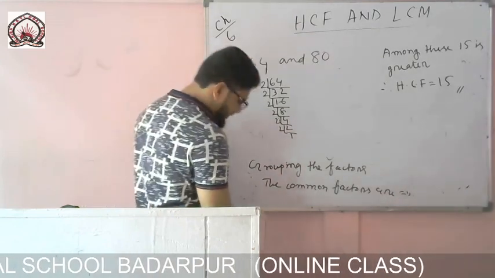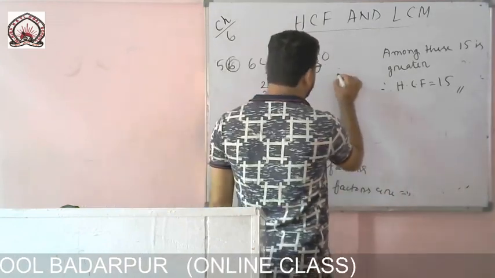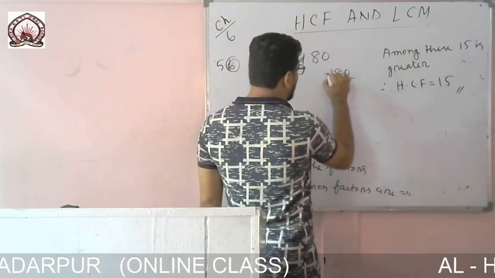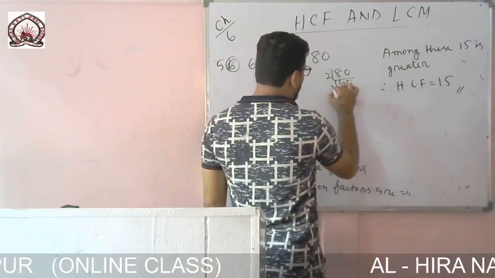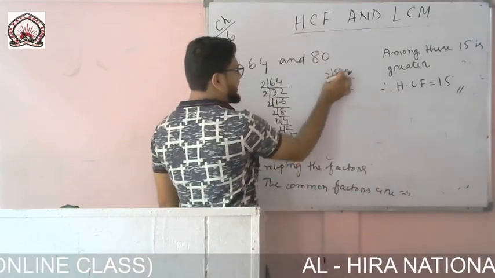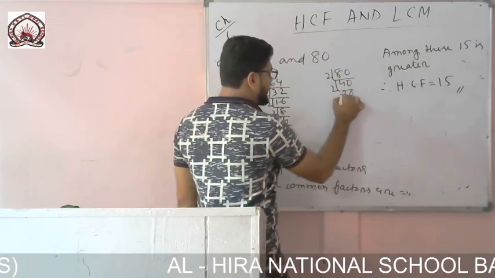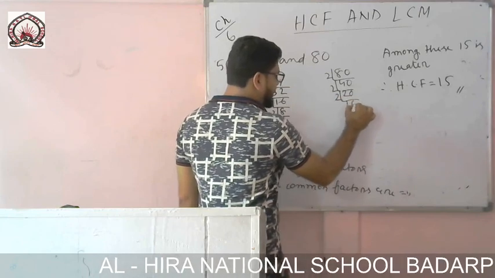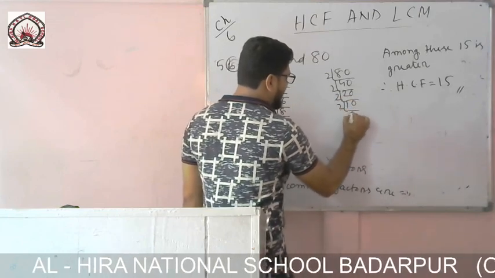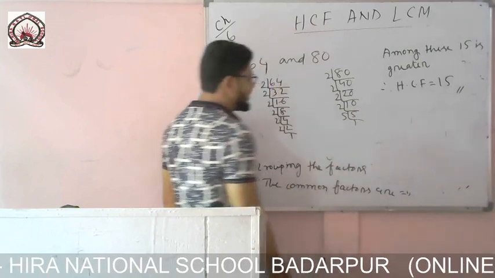Here, 80. 2 40s are 80, 2 20s are 40, 2 10s are 20, 2 5s are 10, then 5 1s are 5.